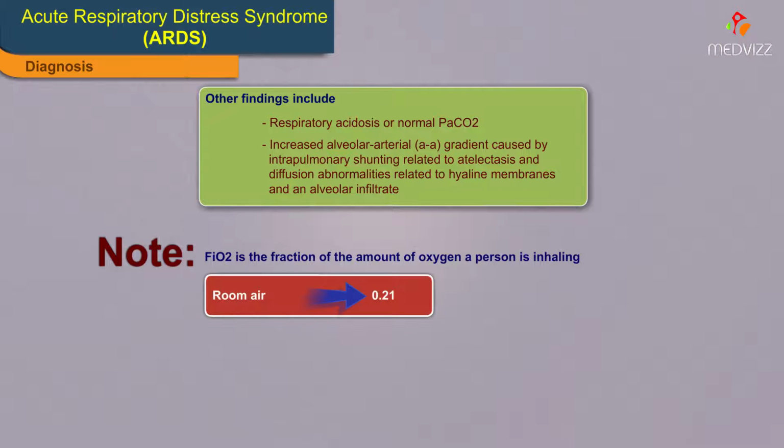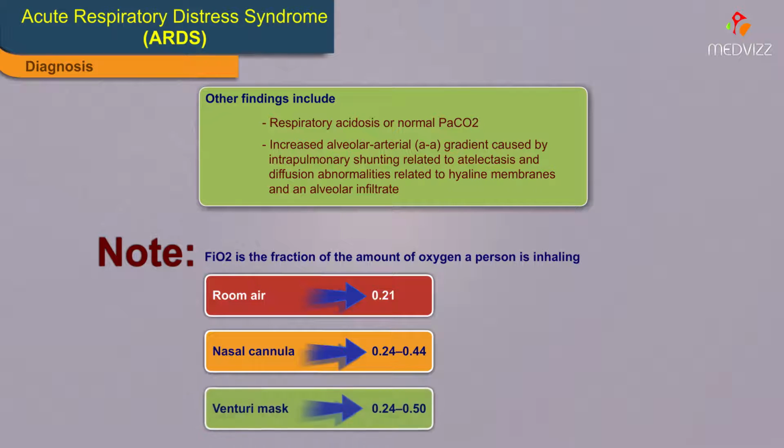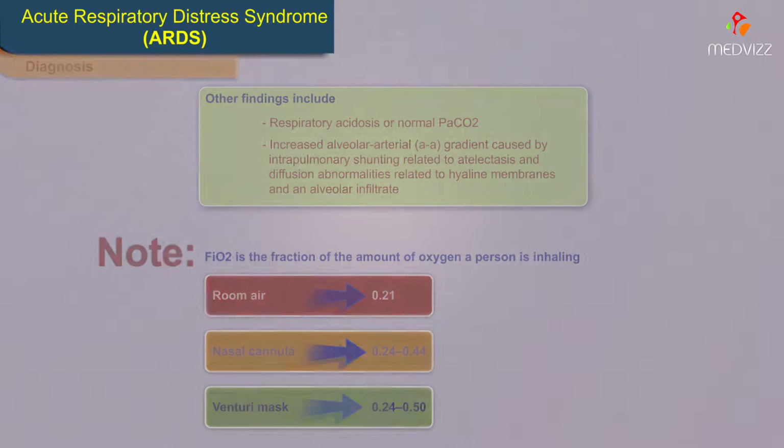FiO2 is the fraction of the amount of oxygen a person is inhaling. For example, in room air, it's 0.21. A nasal cannula can be 0.24 to 0.44. A Venturi mask can be 0.24 to 0.5.